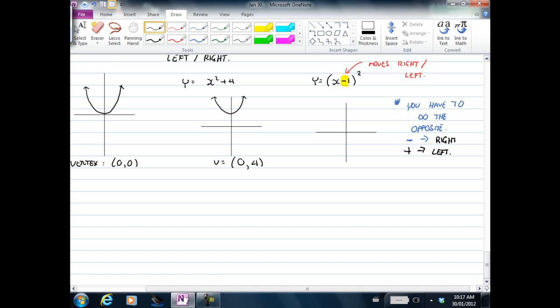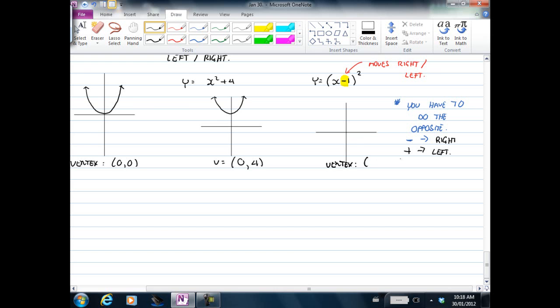So guys and gals, I want you to draw a rough sketch. What do you think this graph looks like? And tell me the vertex. This is going to be a tricky one. So minus is to the right. So predict the vertex and sketch it. Darren, give me a prediction for a vertex. What do you think it's going to be?